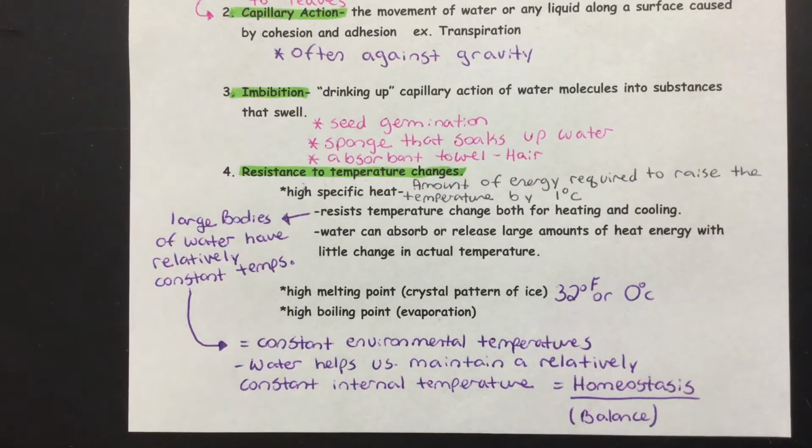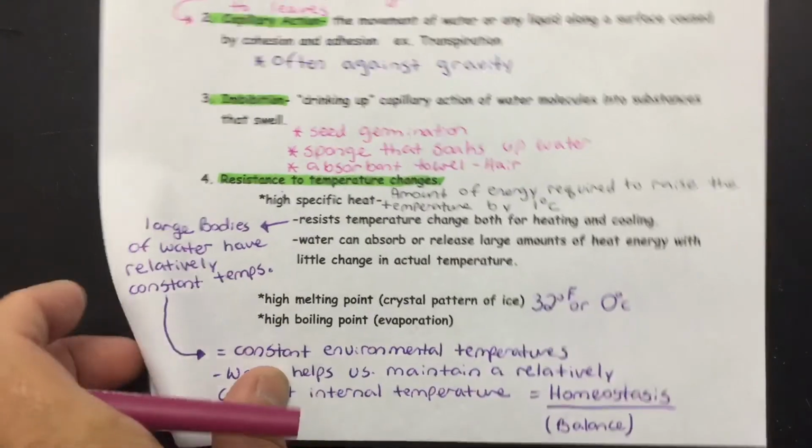Water has a high melting point. The crystal pattern of ice forms at 32 degrees Fahrenheit or 0 degrees Celsius. And we're going to talk about the importance of that on the next page as well. It also has a high boiling point. That's important because it takes so much to raise that temperature and to get it to boil that if it was a lot lower, it would evaporate and we would lose a lot more water. So because we have that high boiling point, it makes evaporation slow down just a little bit for us.